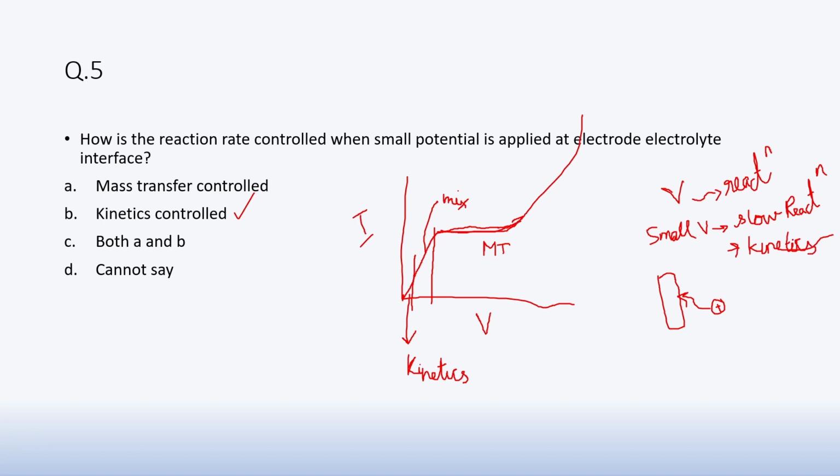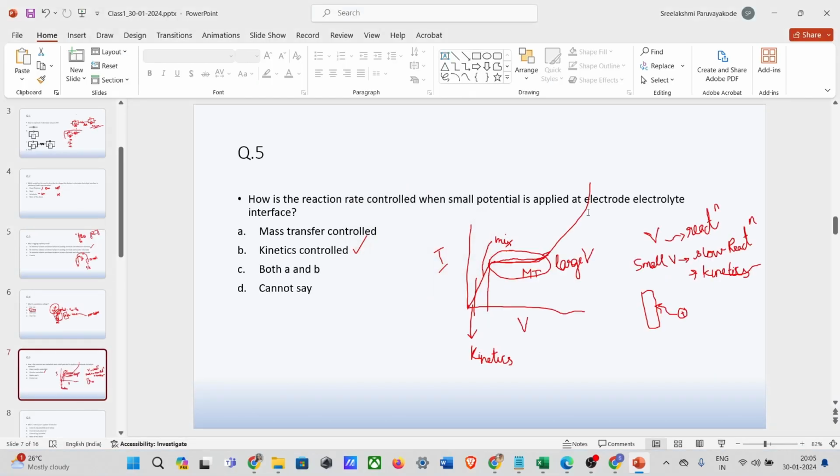Then you have a mixed region, and as I told, in the mass transfer limited region, a very large potential is applied, and you see the ions are diffusing, but there are not enough ions to diffuse. Finally the reaction is mass transfer limited, or diffusion limited. In that case, you say it is mass transfer control. Any doubt for anyone? Okay, if it is clear to everyone, we will move to the next question.